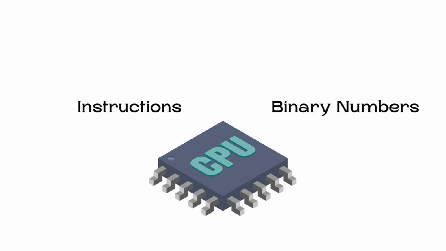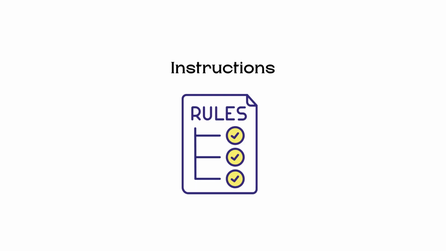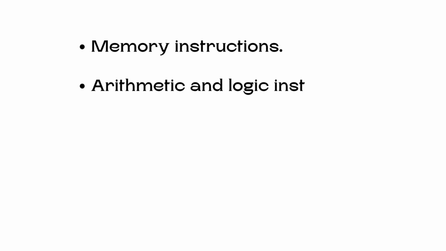We said that a computer takes instructions and binary numbers to produce results. Let us take a closer look at what an instruction is. Instructions, generally speaking, are commands that tell the whole computer what actions to perform. We can classify the instructions into four broad categories. Memory instructions move data between different parts of the computer system. This includes load, store, input, and output instructions.